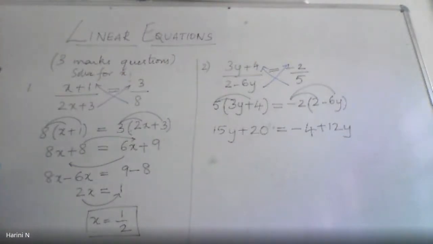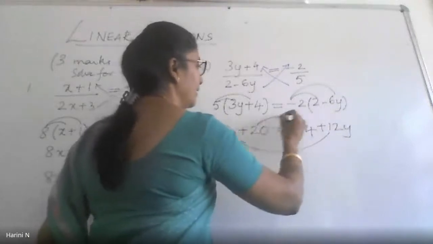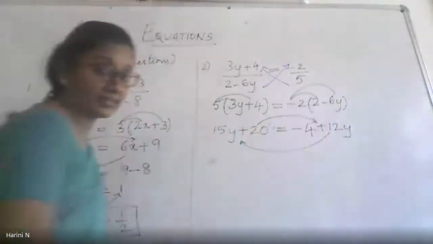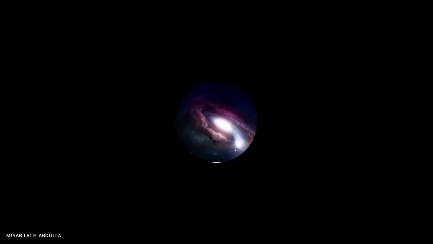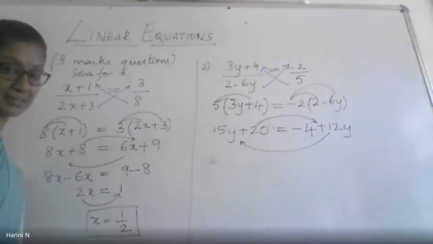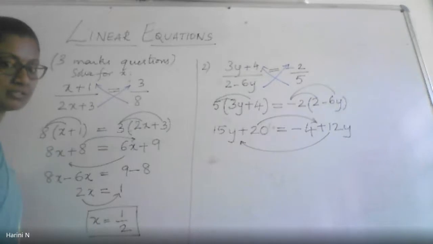Are you getting the same? Yes, ma'am. Okay, so we bring the constants to the other side. Ma'am, answer is minus 24 by 27, right? We will wait and watch. Just a minute. Give time for others also to do. If you announce the answer like this, they get demotivated. Dear, please try to understand.